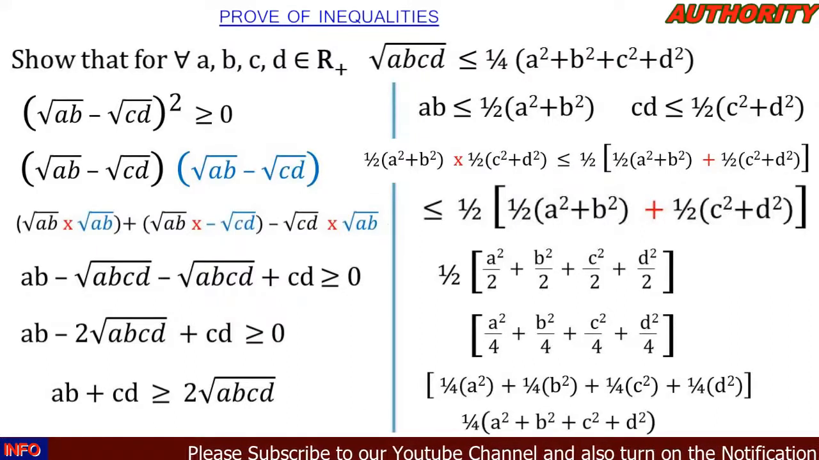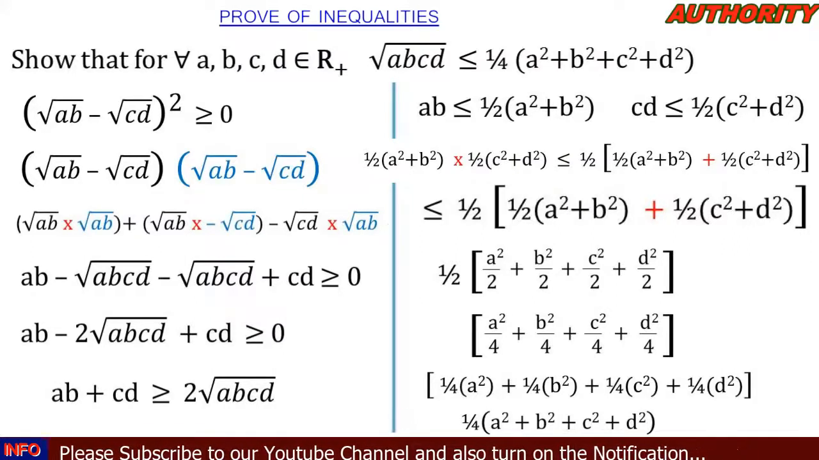So when we factor it out, we're going to have 1 all over 4 open bracket. What will be left is what? A square plus b square plus c square plus d square. So when you use this 1 all over 4 to open it, that is the same thing you are going to have. So finally, we used this term root ab minus root cd all the bracket squared is greater than or equal to what? 0.